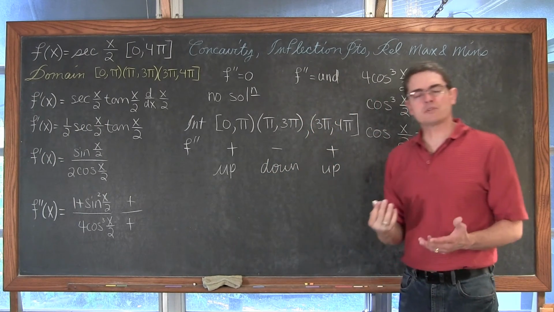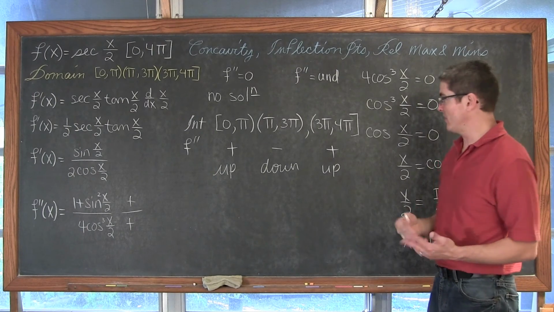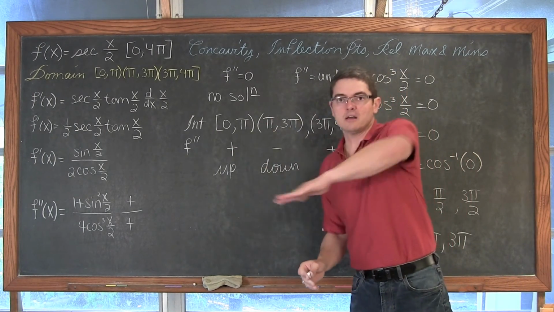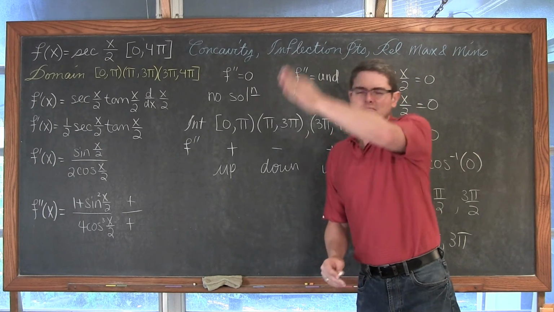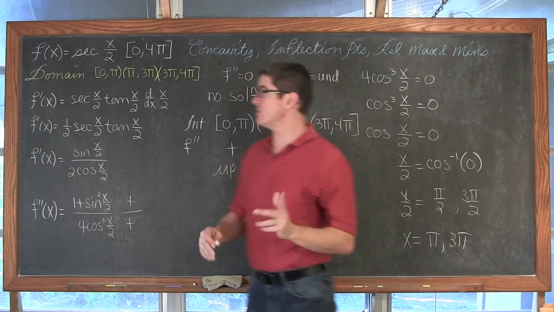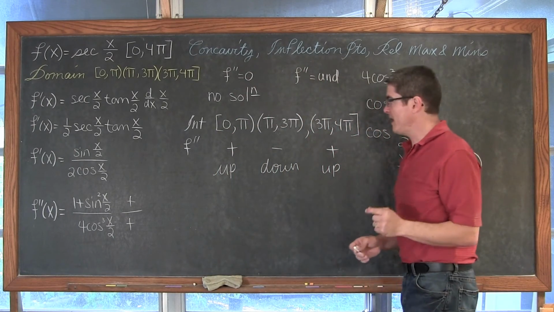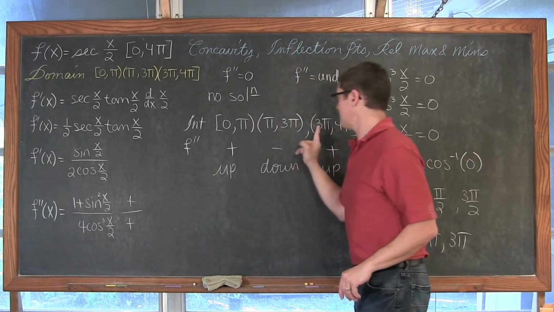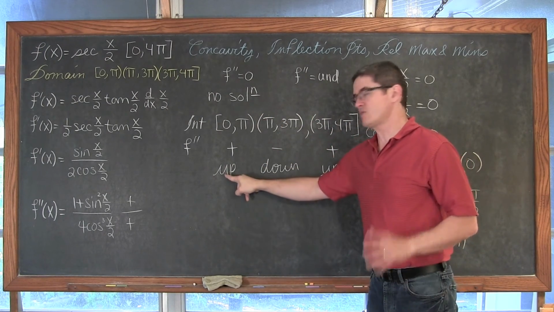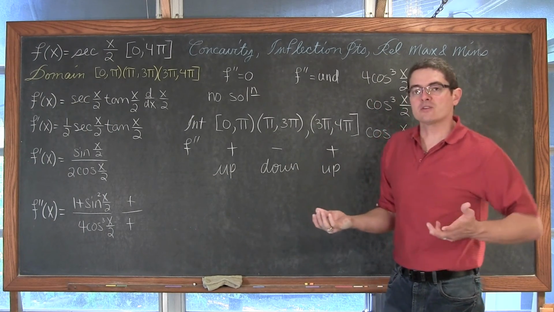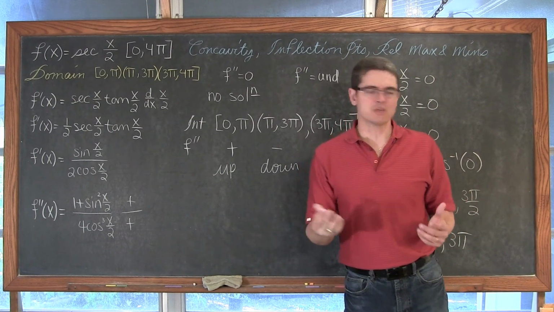So it would seem like I would start to be checking for inflection points because my function alternates between being concave up and concave down. But we know that's not what the secant graph looks like. It has a bunch of asymptotes, and we've already checked for our domain, and we know that the function is undefined at pi and 3 pi, which is where our function is changing its concavity. So you can't have an inflection point where there's an asymptote.